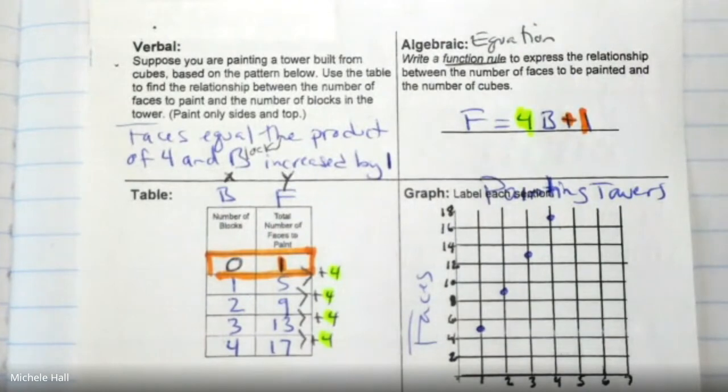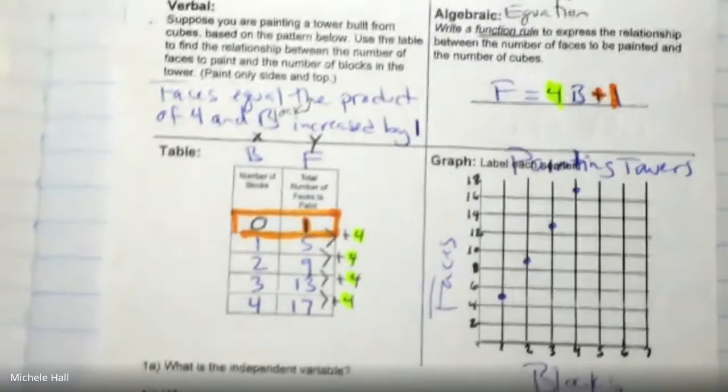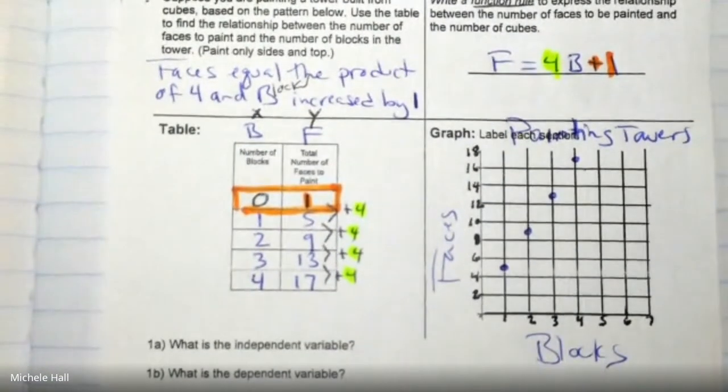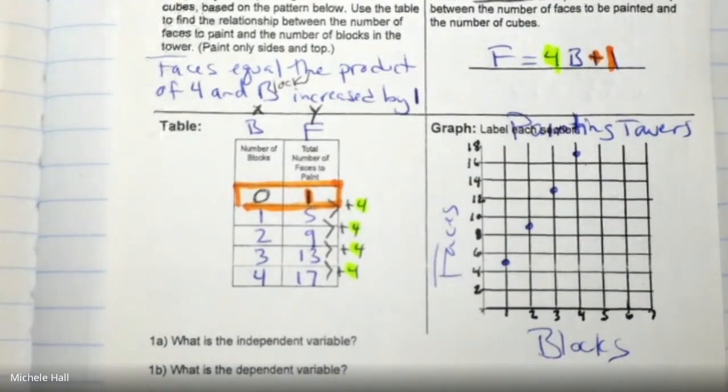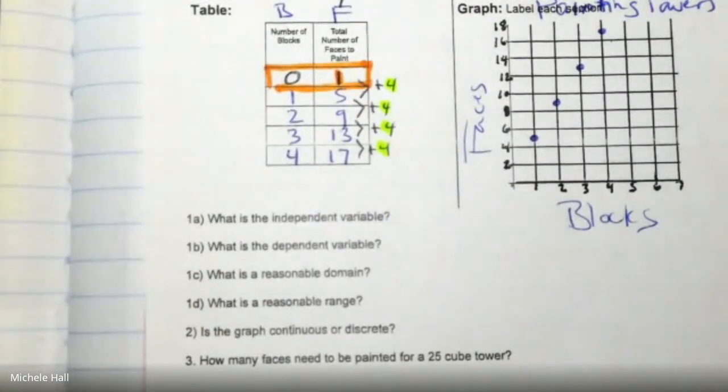And I know you're going to ask me questions about function rules. And this is the page that I'm going to go to as an example. All right, so what is the independent variable? What is the dependent variable? What's the independent variable? Where did you guys come up for that? What's the independent variable, Alex? That would be number of blocks.